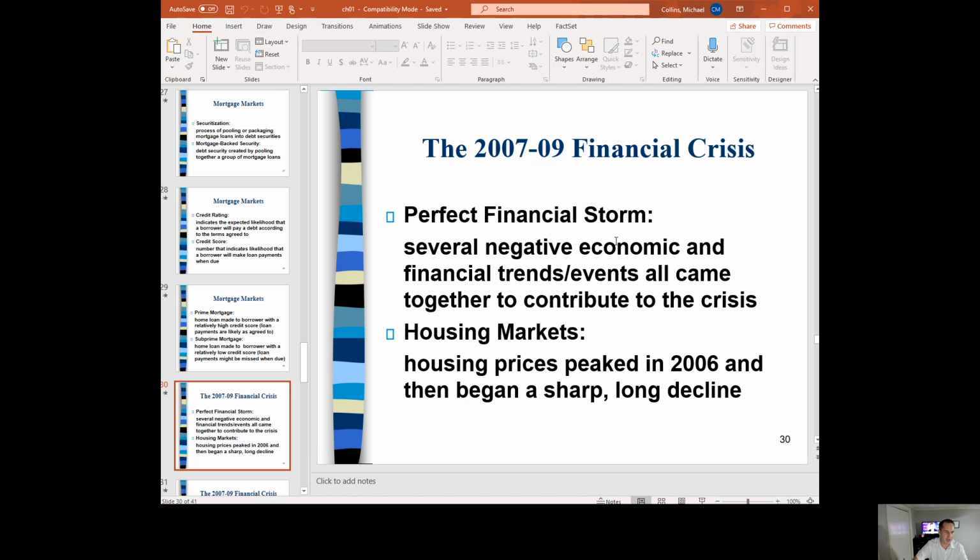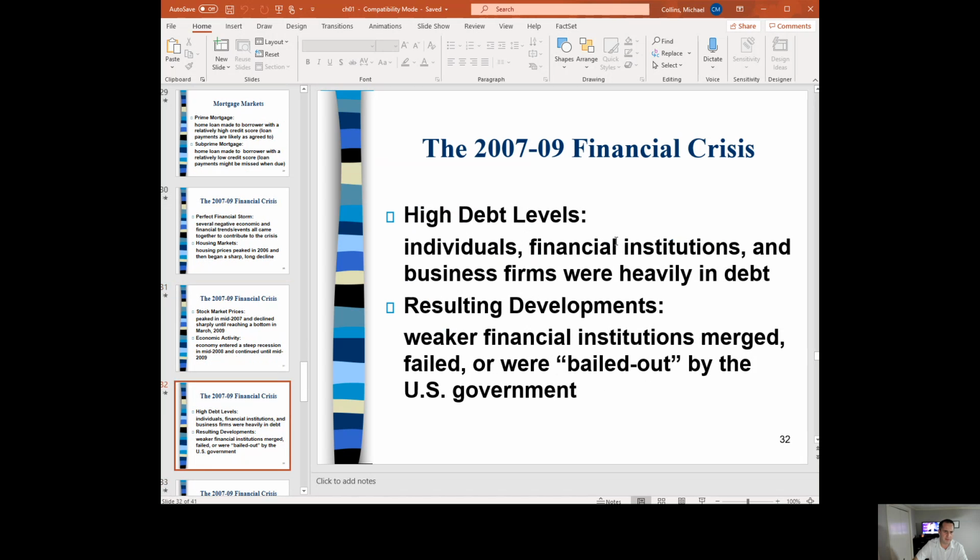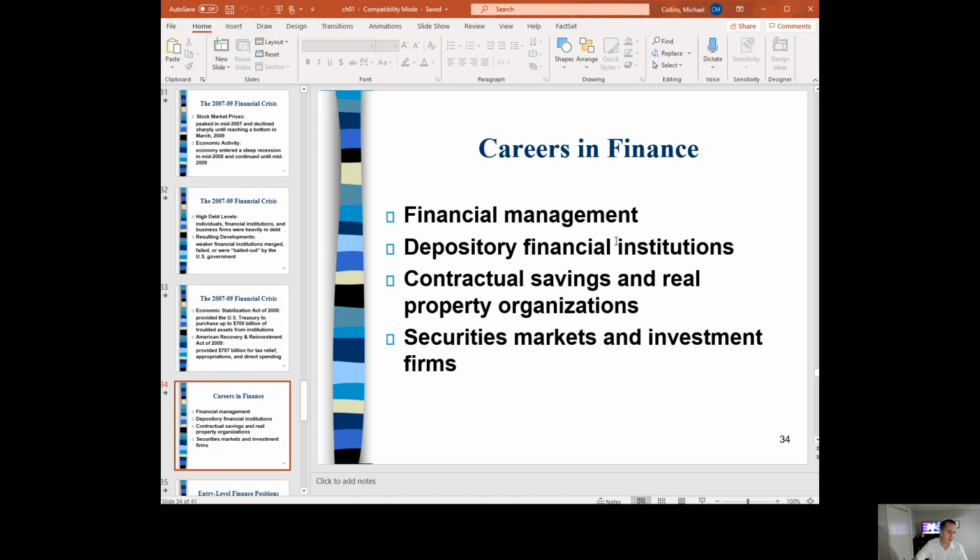Talking about the financial crisis, we've talked about this a great deal, and we'll continue to talk about it throughout the semester. So I'll skip over this. And I'll leave some of this to the in-person component.